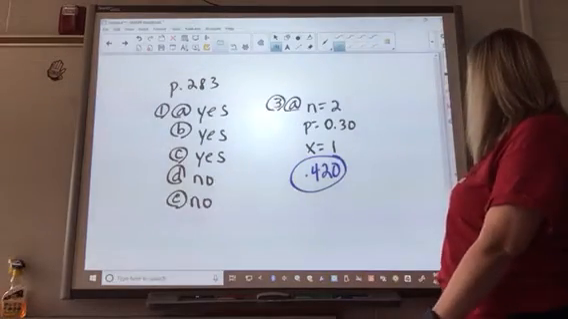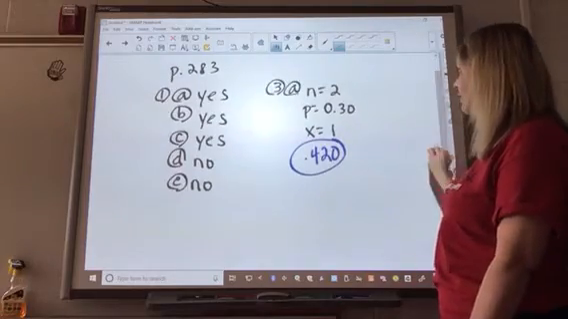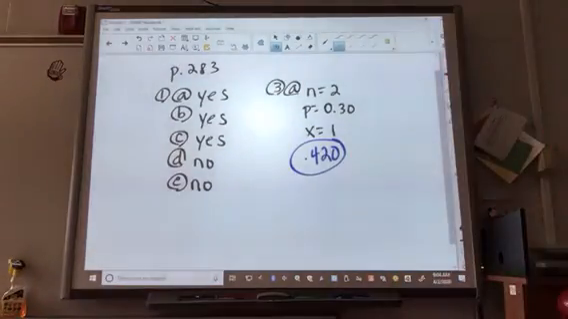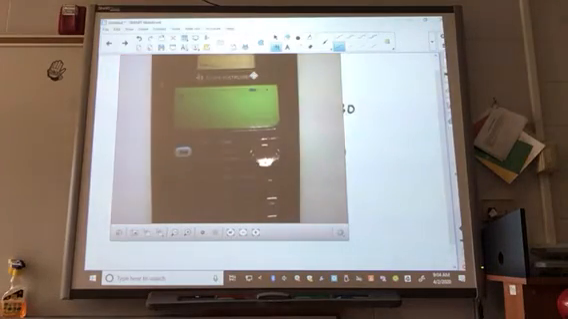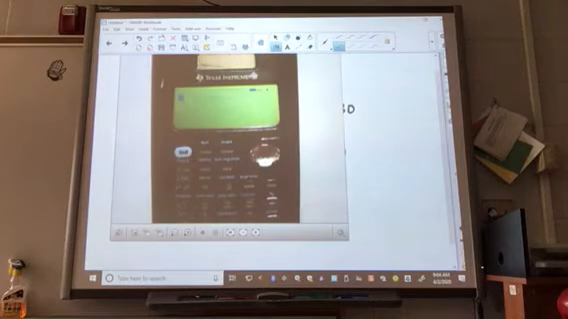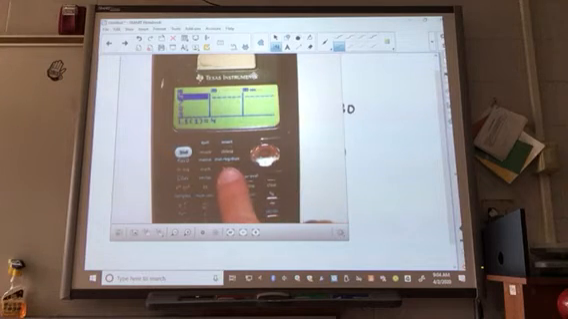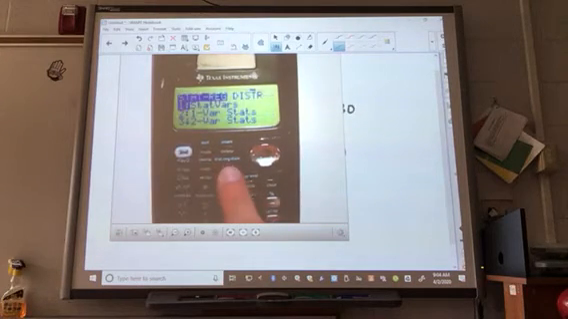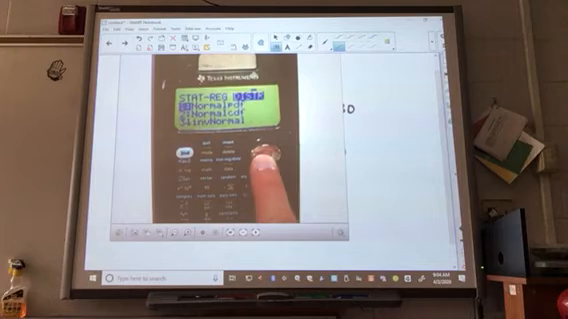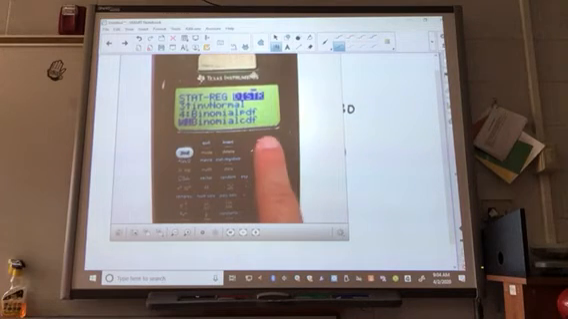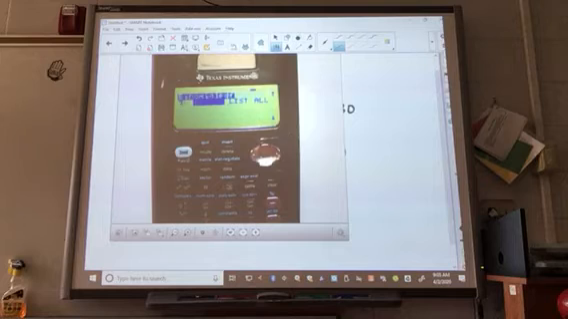Now, let's talk about how to do the same kind of thing with the calculator. I'm going to do the same problem. So if I get my calculator, and the yellow calculator is pretty much the same, you're going to go there using the stat key. I'm going to hit data. Second data. I'm going across the top over there to DISTR. I'm going down to binomial PDF and hit enter.